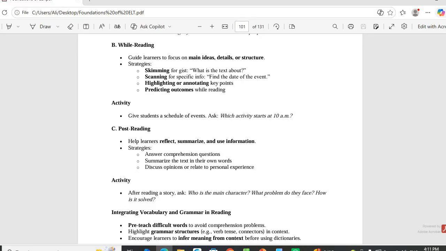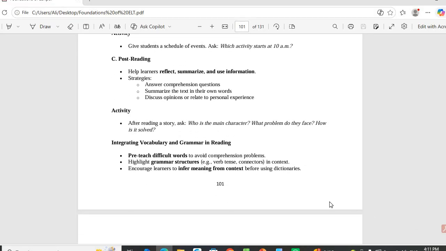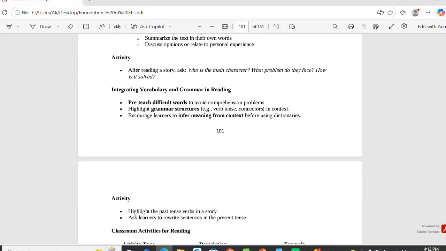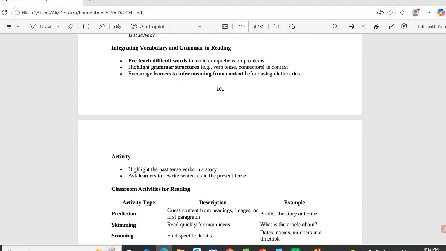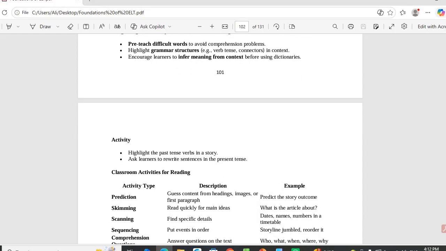Integrating vocabulary and grammar in reading. Pre-teach difficult words to avoid comprehension problems. Highlight grammar structures, verb tenses, connectors in context, not in isolation. Do not take the grammar lesson from the text and then teach it. No. From the context, from the reading text itself, try to explain and highlight some grammar structures. Encourage learners to infer meaning from context. Highlight the past tense verbs in a story, for example, and ask learners to rewrite the sentences in the present tense.